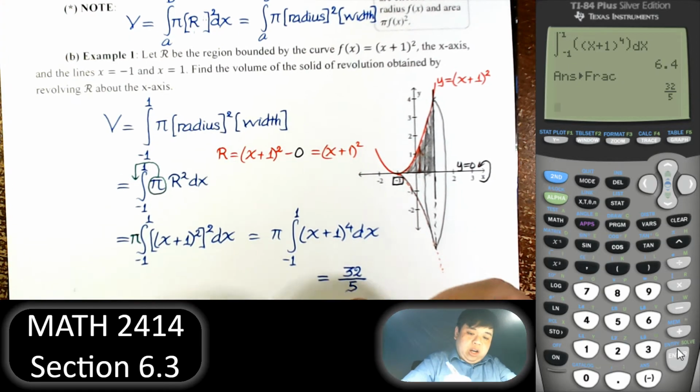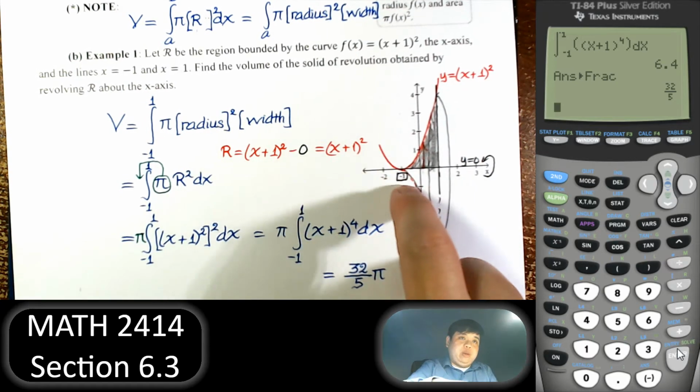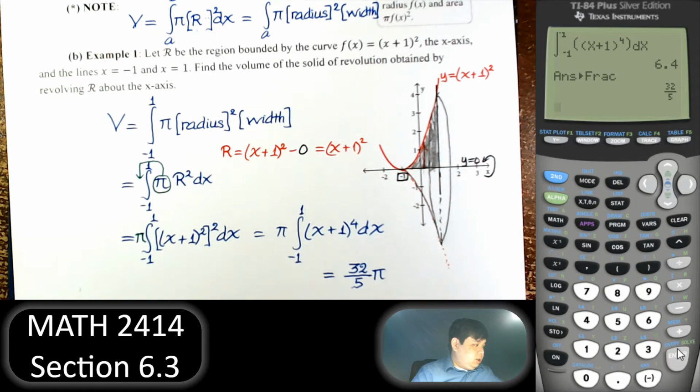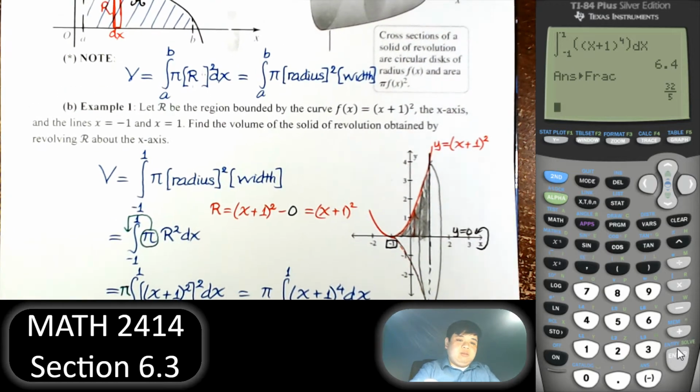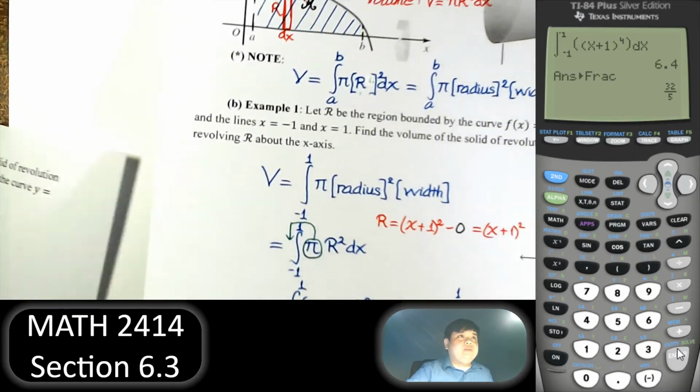And then we stick a pi to it. That gives us the volume of that shape. So it's kind of like a cone, but very pointy cone. Right, so that's the first example. Let's go to another one.